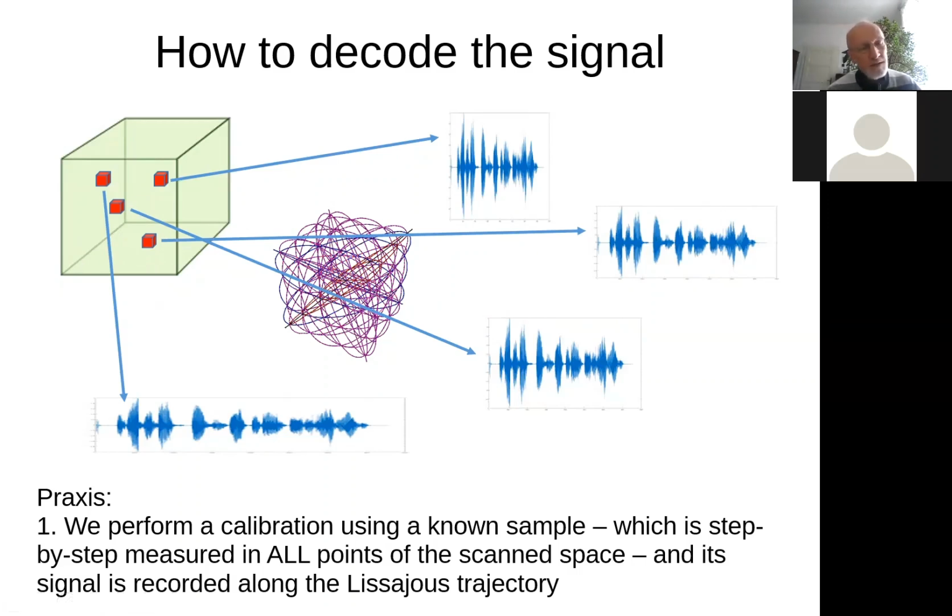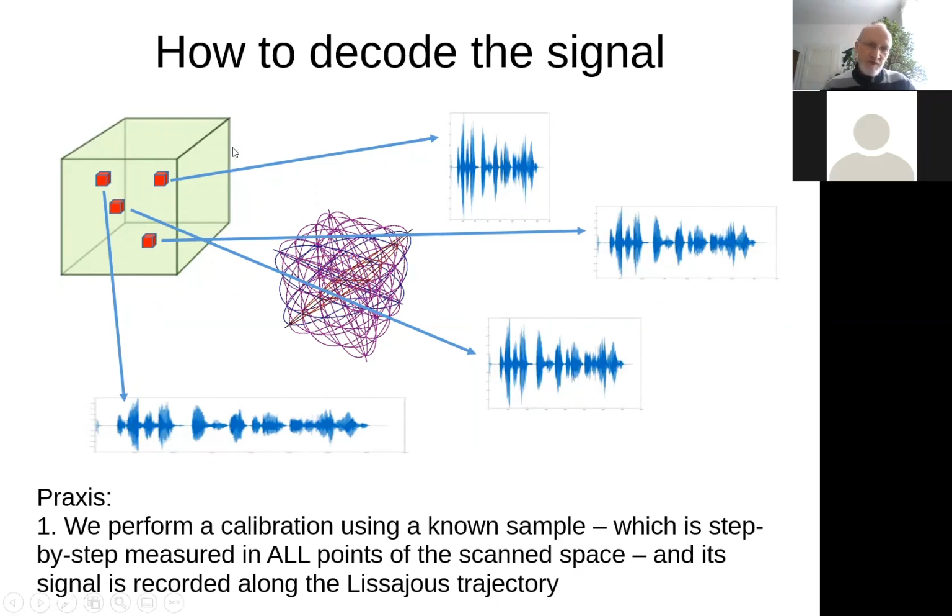It really takes a lot of time. Usually we measure this overnight. It takes 10 or 20 hours, but we need to do this only once for the given tracer.